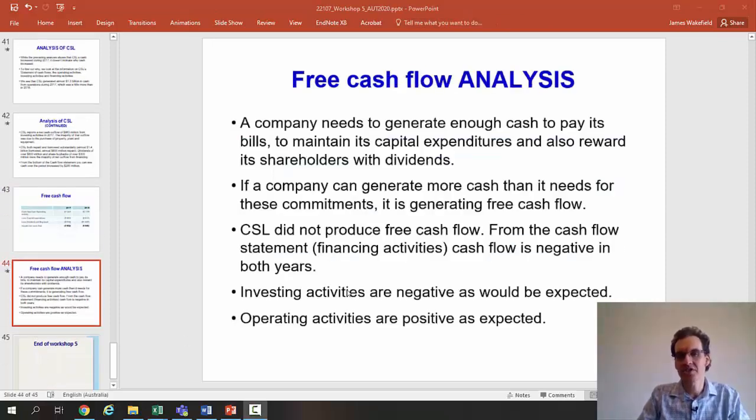Now this slide gives you a bit more detail in terms of what I've just discussed and helps you to review the points I've just discussed in terms of CSL's cash movements. So make sure you read through that slide when you get a chance.